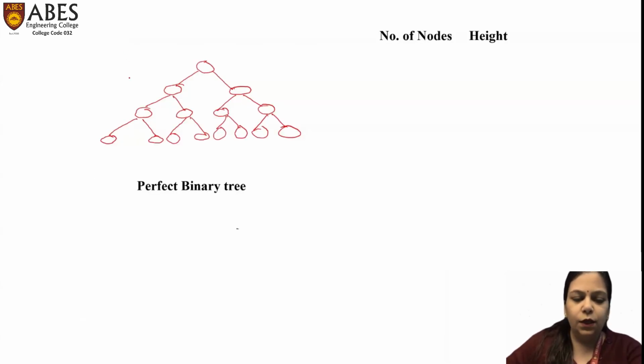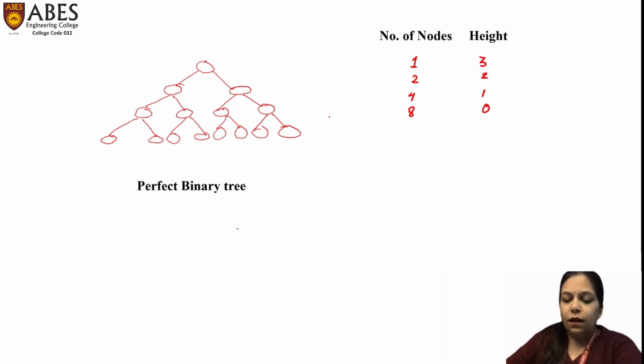Let us now see the complexity of heap sort algorithm. Suppose this is a perfect binary tree. For a perfect binary tree, if we see the number of nodes at any level or at any height, suppose the height of the tree is 3. So at height 3, the number of nodes is 1. At height 2, the number of nodes becomes 2. At height 1, the number of nodes becomes 4. And at height 0, the number of nodes becomes 8.